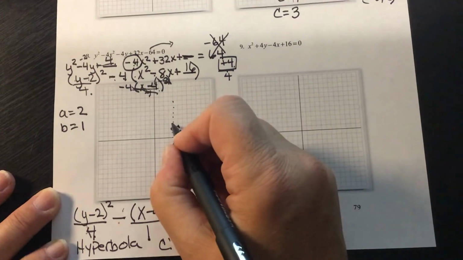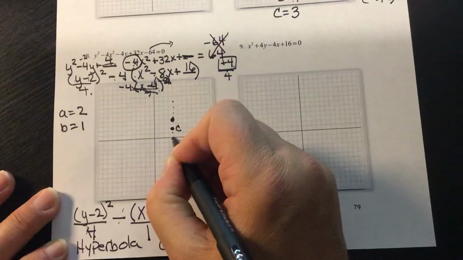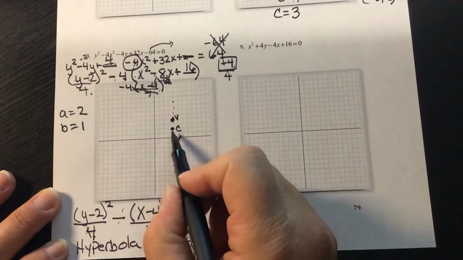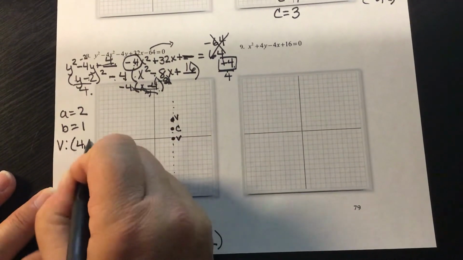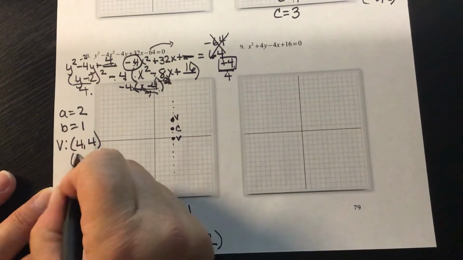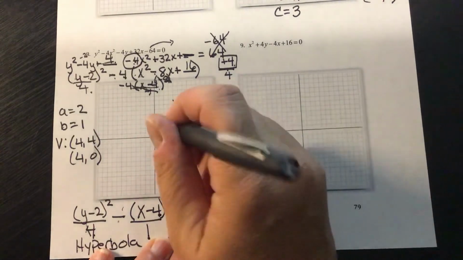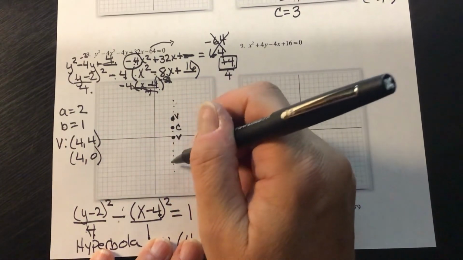So if I go up 2 and down 2, I'm going to have my vertices. So this is over 4, up 4, and this is over 4, up 0. I also need to put my foci on this part right here.